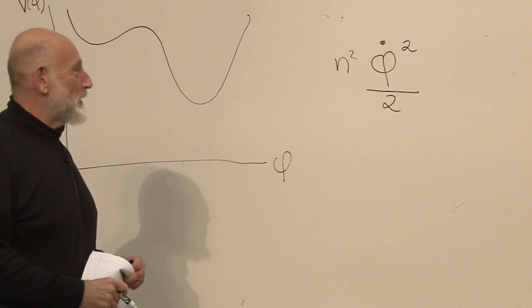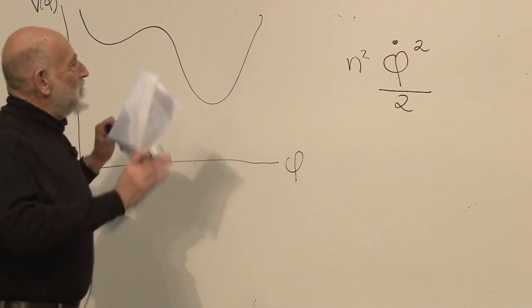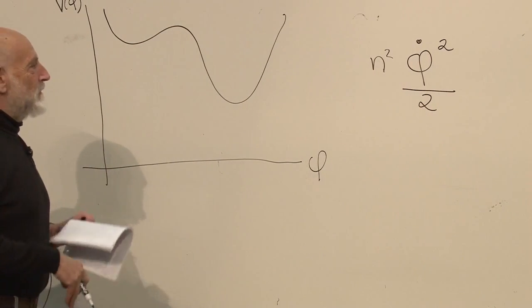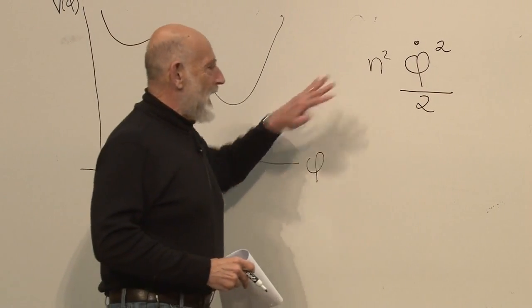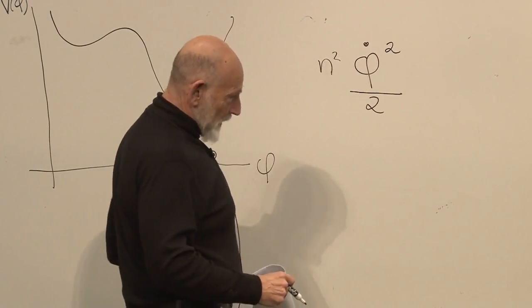Why is it better yet? Because I won't have to take its square root, that's why. All right. Put n squared, it's like 1/2 mv squared, where the role of the mass of a particle is being replaced by n squared.